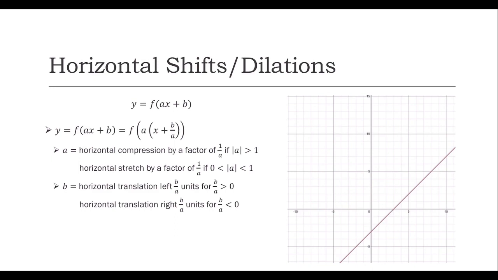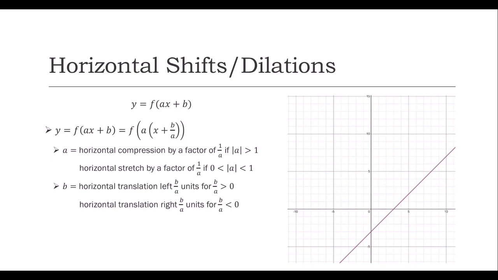So we have y equals f of ax plus b, which you can factor the a out on the inside in order to figure out more information about your function. So it becomes f of a times x plus b over a, where a will tell you about your horizontal compression. It'll be a horizontal compression by a factor of 1 over a if the absolute value of a is greater than 1, and a horizontal stretch by a factor of 1 over a if the absolute value of a is between 0 and 1.